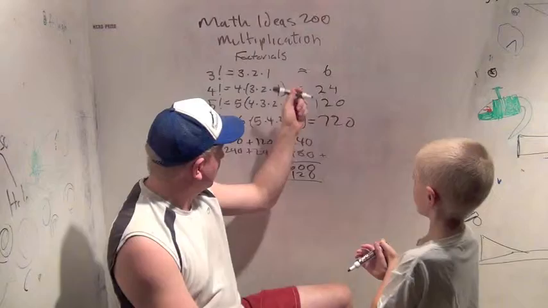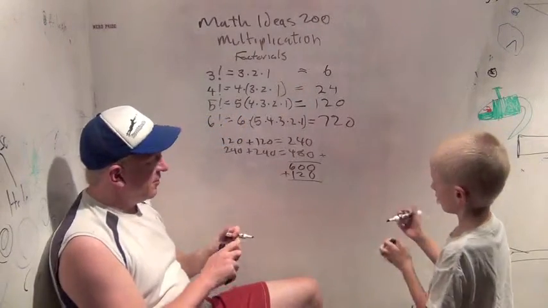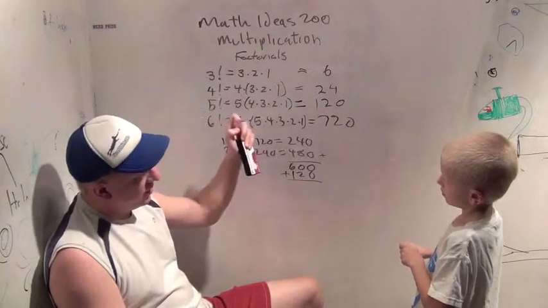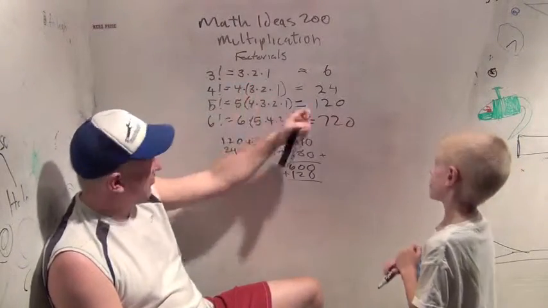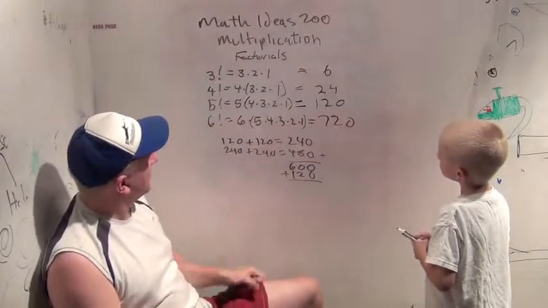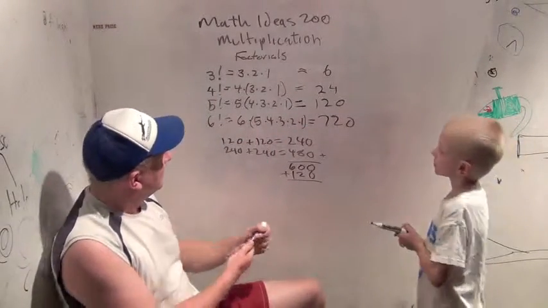Woo. So these numbers get so big so fast. And these are called factorials. So remember what I said. 1 factorial is 1. 2 factorial is 2 times 1, which is 2. 3 factorial is 6. 4 factorial is 24. 5 factorial is 120. 6 factorial is 720.